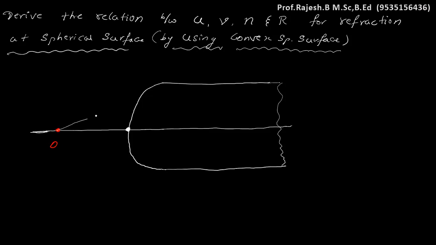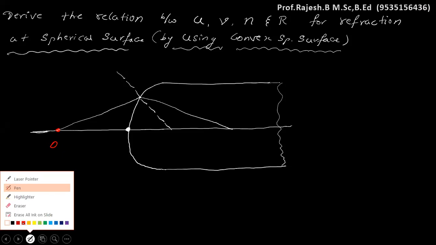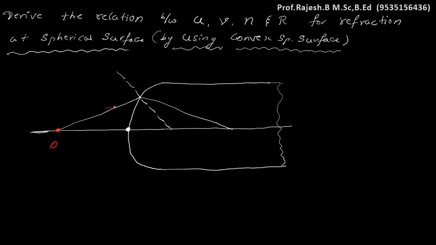From the object, first light will form on a surface and it forms an image. That image forms an area. And if you draw the normal, it will meet the center of curvature. This is the light ray direction.